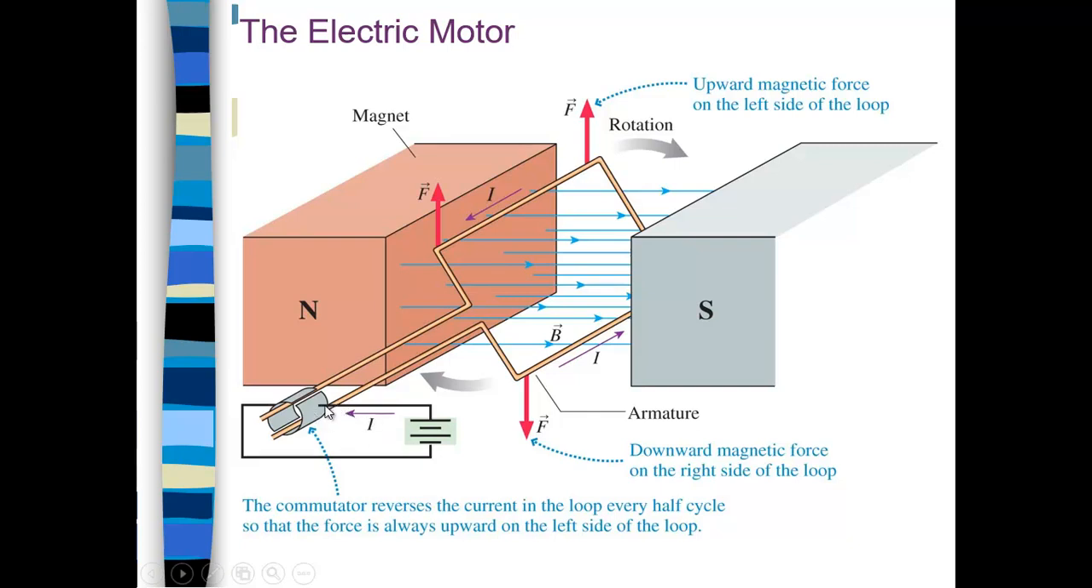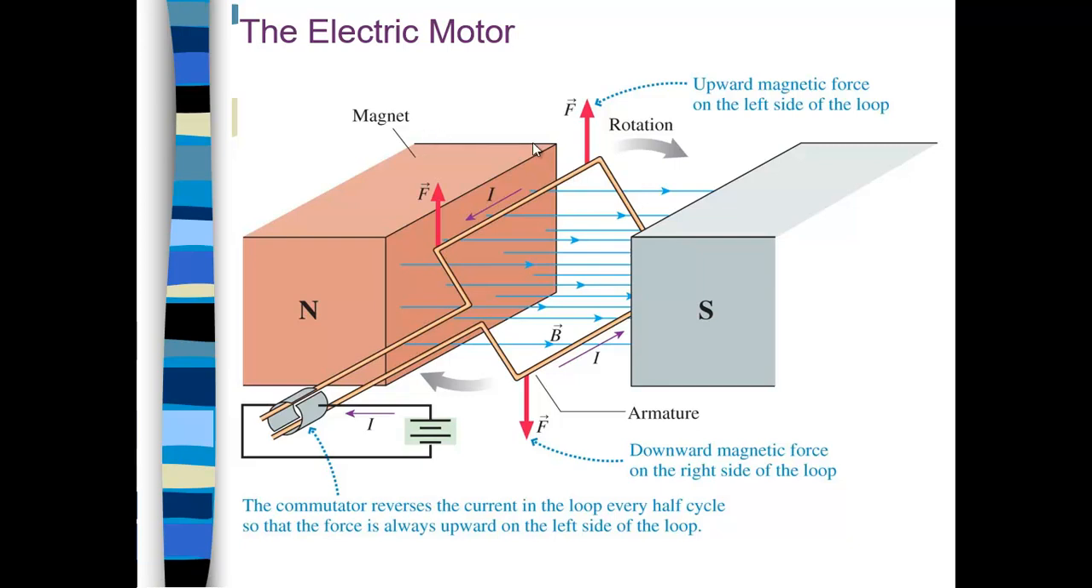Now you have current in a loop here that, depending on where you are within the rotation, will either go clockwise or counterclockwise. So at every half cycle, what's called a commutator will invert the current. So instead of going counterclockwise in this direction, it will go clockwise instead. So at every half turn, you get a force that will support the rotation.